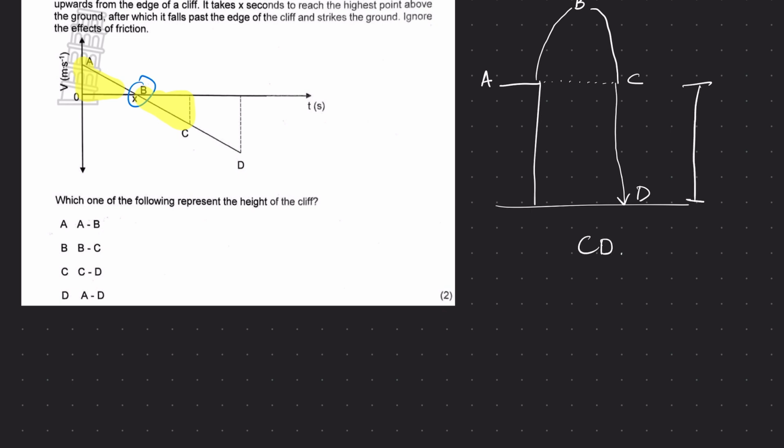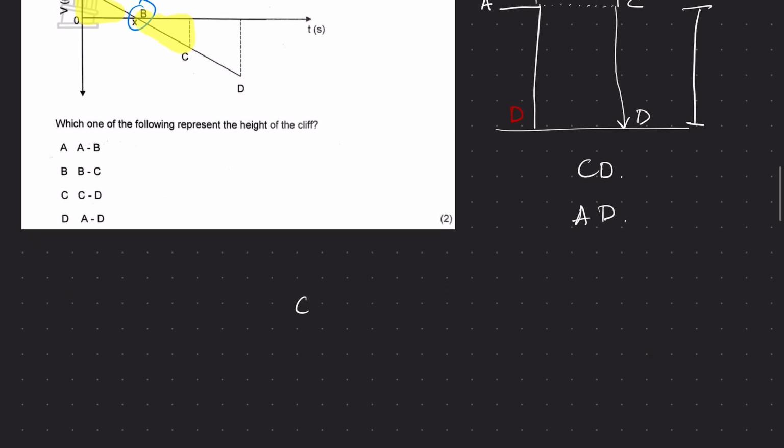But you could also say that the height of the cliff is from A to D. So in this case, two options are applicable. You could choose C or you could choose D.